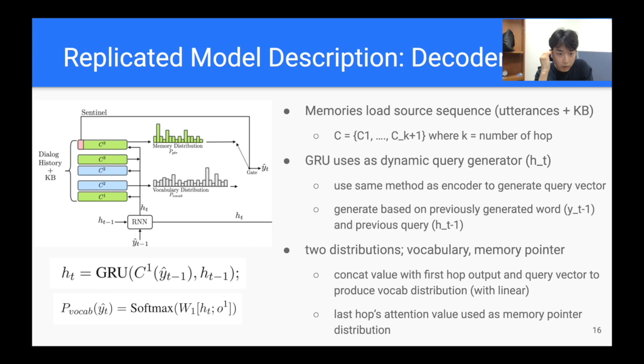The decoder produces two distributions as outputs: vocabulary and memory pointer. To generate the vocab distribution, the whole embedded output and the query vector are concatenated and fed to a linear layer. The last hop attention is used as the pointer distribution.